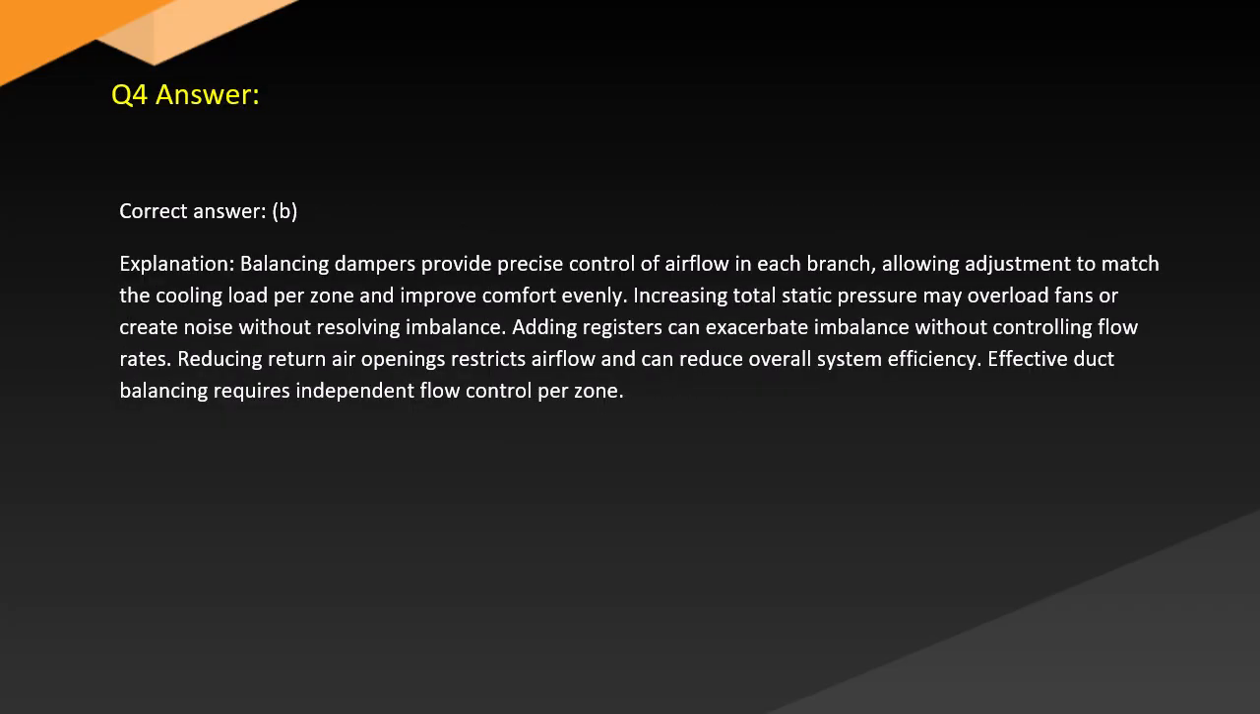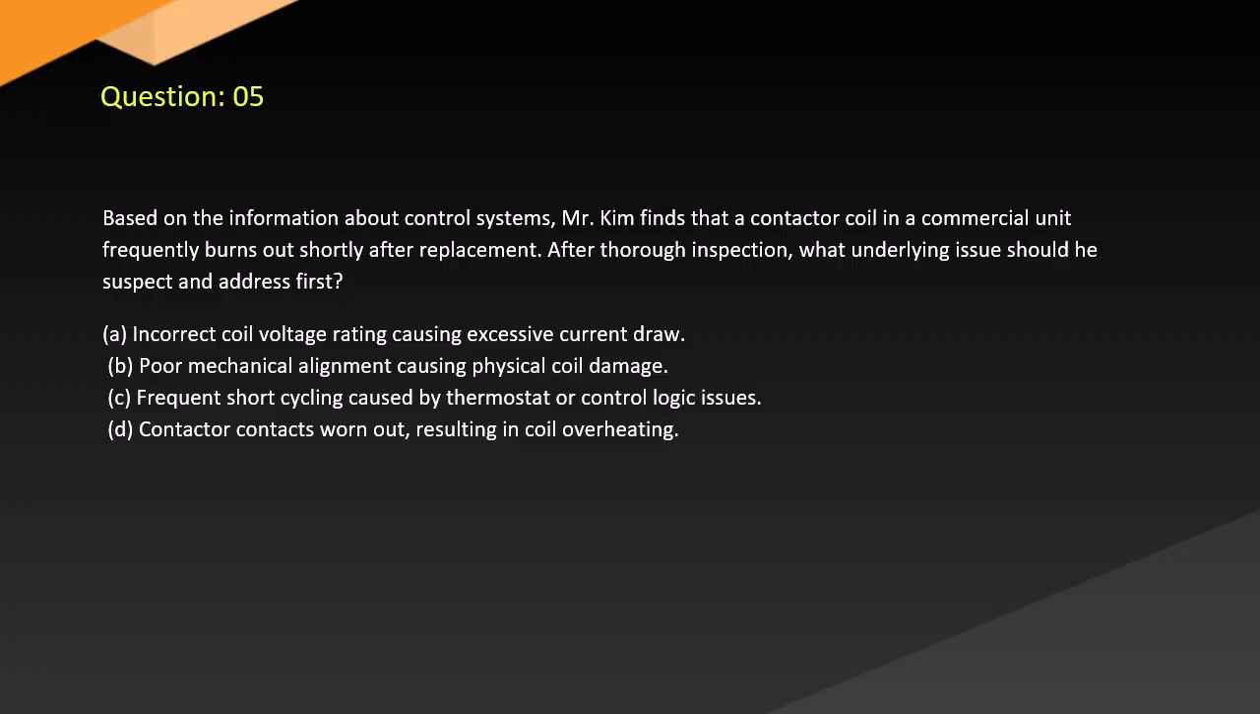Answer. Correct answer: B. Explanation. Balancing dampers provide precise control of airflow in each branch, allowing adjustment to match the cooling load per zone and improve comfort evenly. Increasing total static pressure may overload fans or create noise without resolving imbalance. Adding registers can exacerbate imbalance without controlling flow rates. Reducing return air openings restricts airflow and can reduce overall system efficiency. Effective duct balancing requires independent flow control per zone.